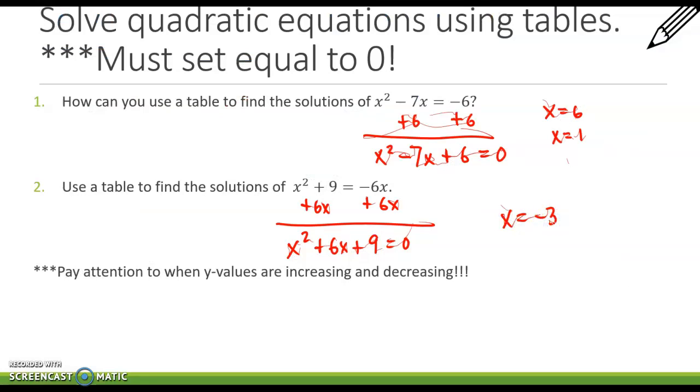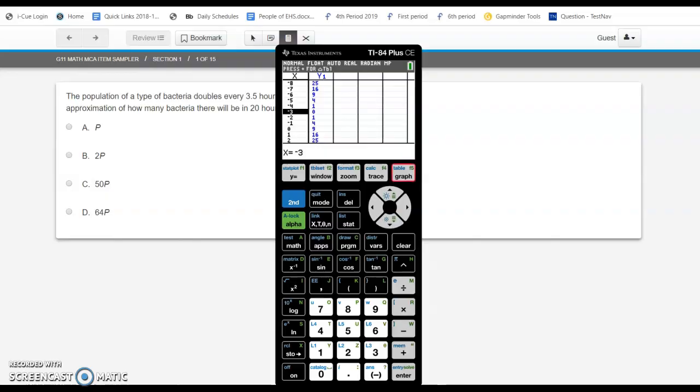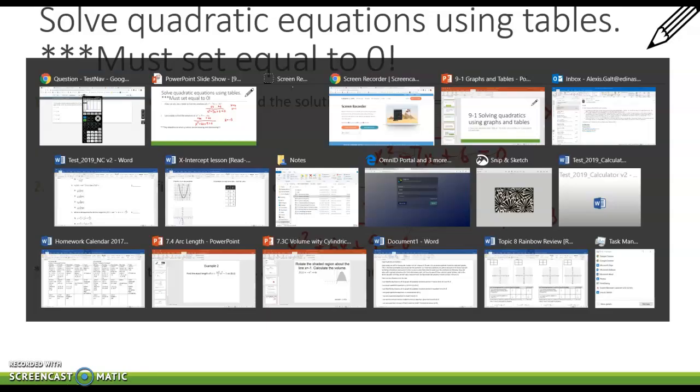In your table of values, you can see when the y values are increasing and decreasing. So you can see, oh, I know that I'm getting bigger, bigger, bigger, bigger, so there's no way I'm going to get to a 0 in this direction. And then if I go down this way, I can find the 0 there.